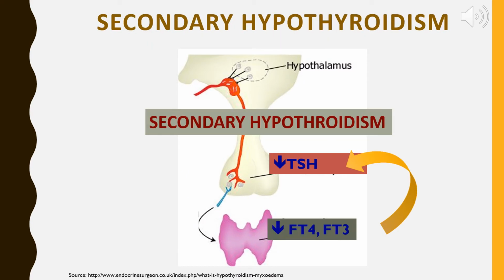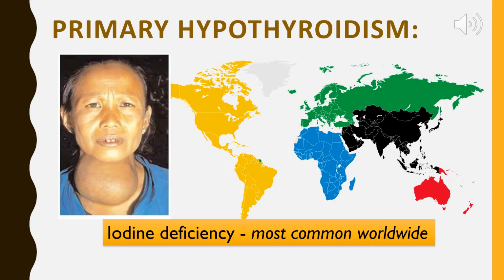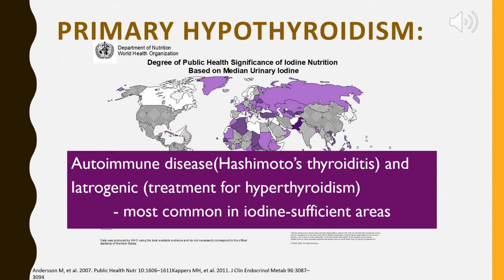In secondary hypothyroidism, the low thyroid hormone secretion is due to lack of hormonal stimulation from the pituitary or even the hypothalamus, giving us a biochemical picture of low thyroid hormone and a low TSH. Worldwide, iodine deficiency is the most common cause of hypothyroidism. In iodine-sufficient areas, autoimmune diseases like Hashimoto's and iatrogenic causes are the most common cause of primary hypothyroidism.